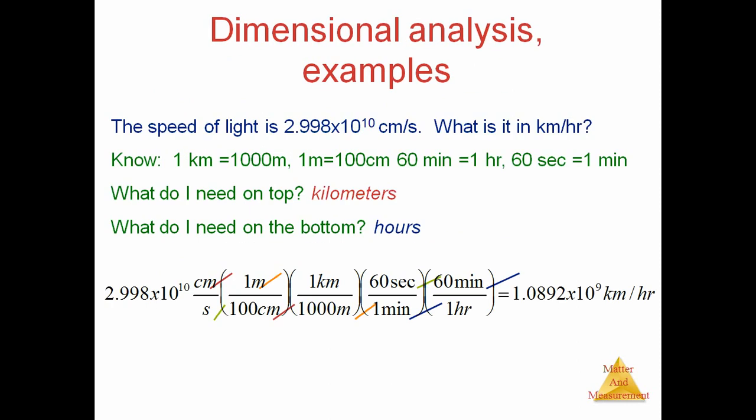For instance, in this particular example, the speed of light is 2.998 times 10 to the 10th power centimeters per second. What is this in kilometers per hour? You know the conversions provided are 1 kilometer is equal to 1,000 meters, and so forth. And you know what's on your top, what's on your bottom, and from there you work your way through solving problems of that nature.